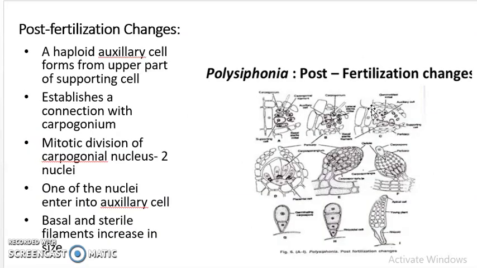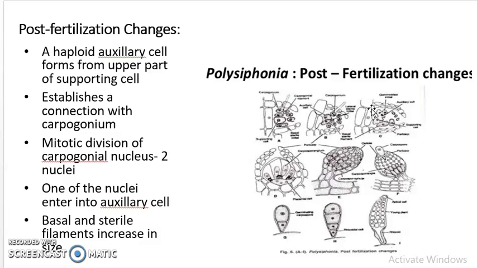Then the second important stage in Polysiphonia is the post-fertilization changes. Just like the development of a fruit, some important things happen in Polysiphonia. The carpogonium undergoes a series of changes, and the whole set of changes is known as post-fertilization changes. The first and most important change is the formation of the auxiliary cell.